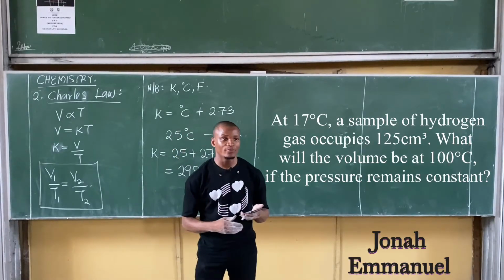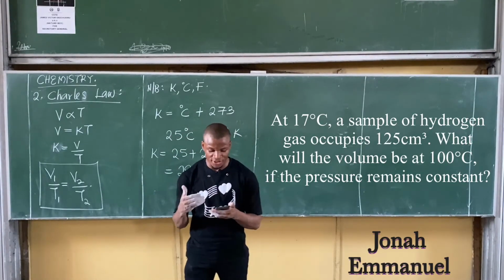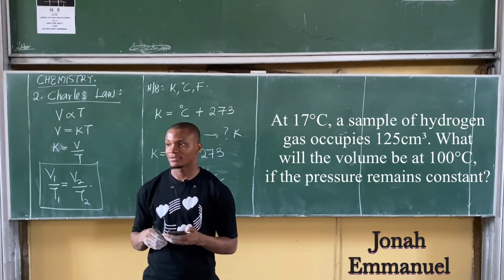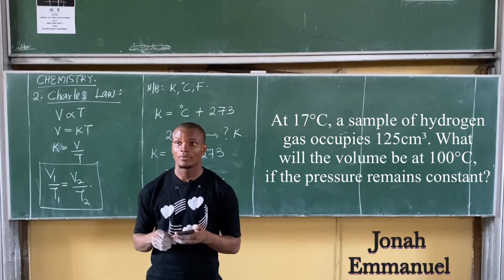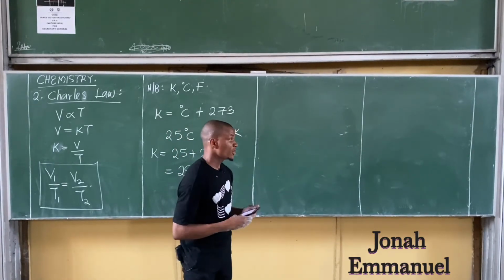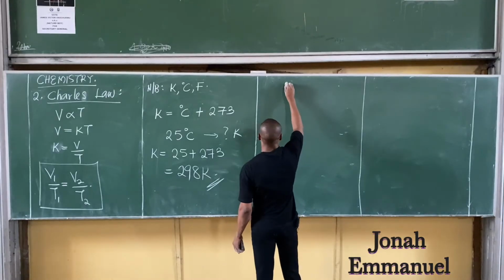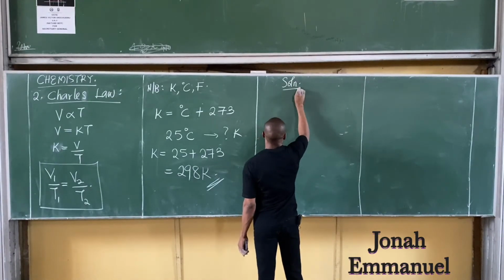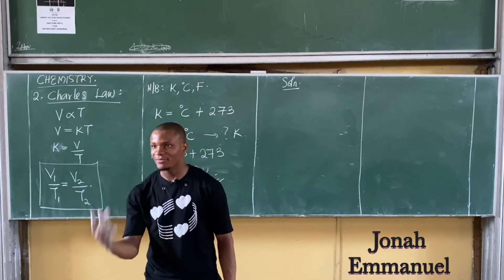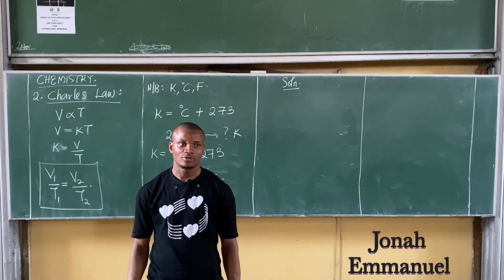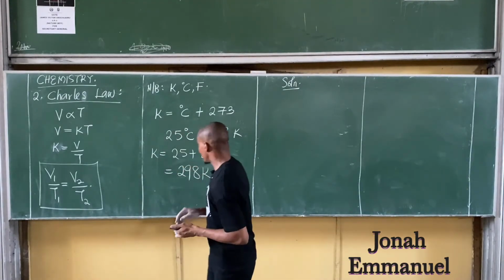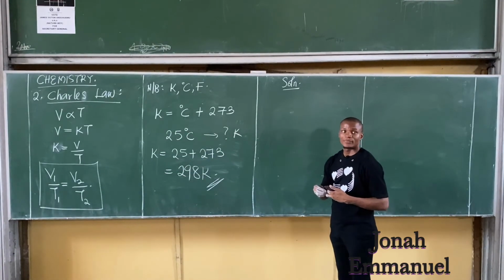What will be the volume at 100 degrees Celsius if pressure remains constant? Please get these thoughts in your head. There are too many formulas, but get them in your head, right? Try to. So for Charles' law, pressure is constant. Alright, solution.